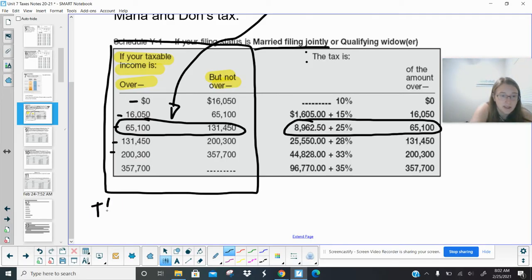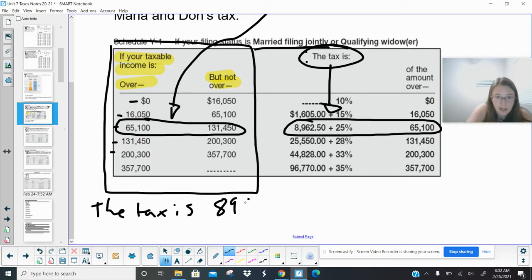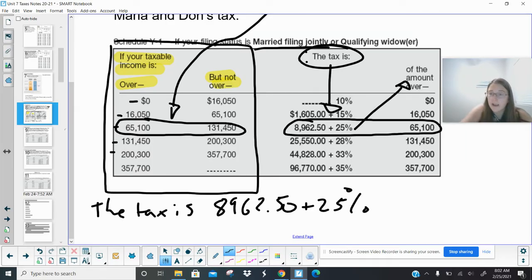It says, the tax is. Again, that's right there. Now I write what's in this column: 8,962.50 plus 25%. Now it bounces up to here, right? Because percents have to be of something. It just says 25%. You might be like, well, 25% of what? Well, there's the of, yeah? Of the amount over.